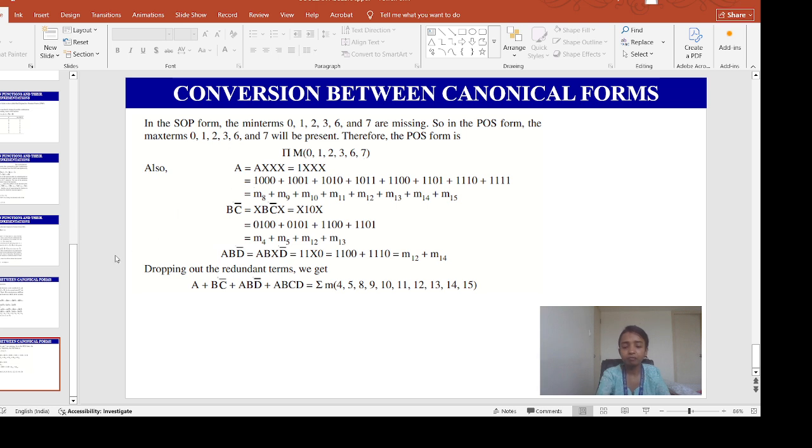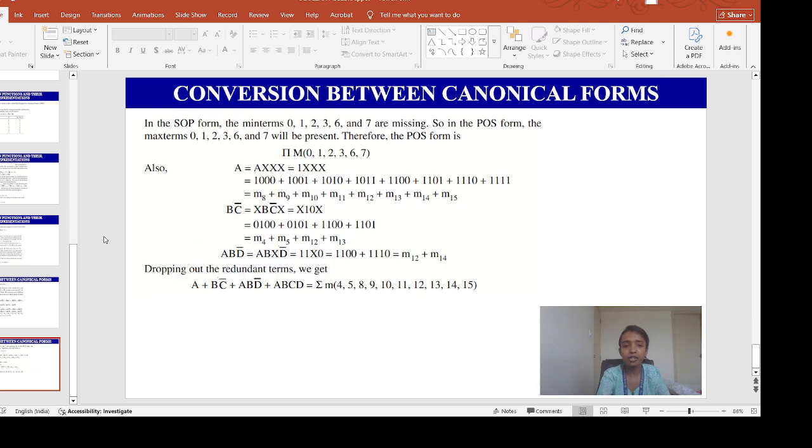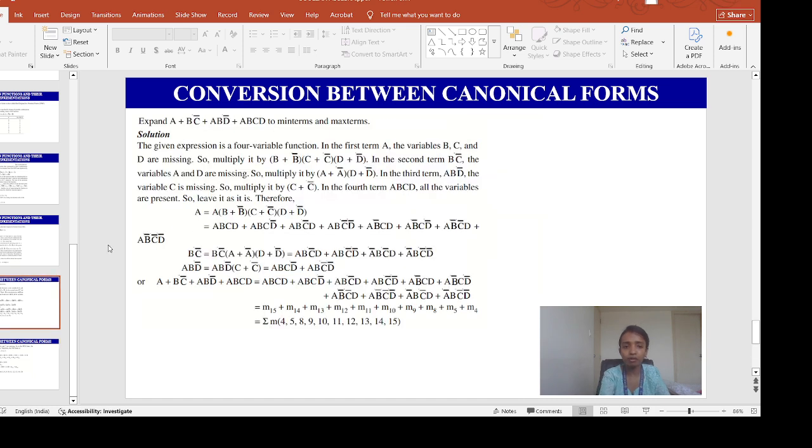Okay. Now, what is my expression? A plus BC bar plus ABD bar plus ABCD, right? It is a 4 variable function. This we already got the product of sum form, or the max term form. Now, another way of solving it to find the min terms: because this function is a 4 variable function.